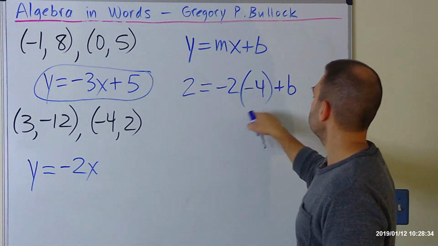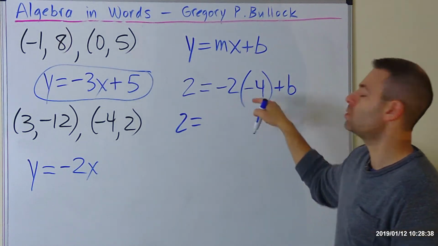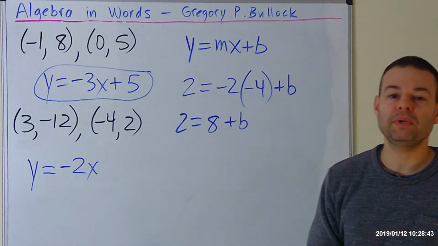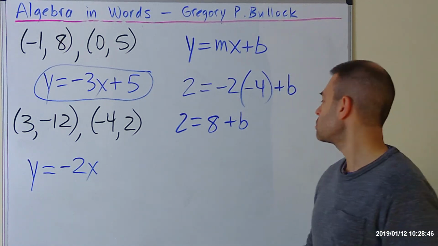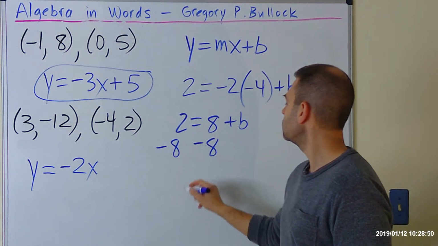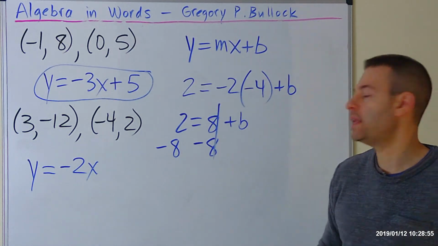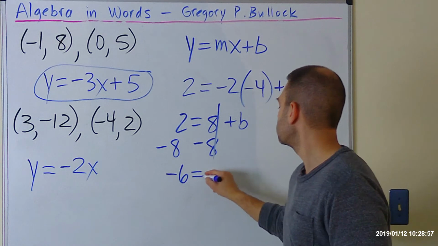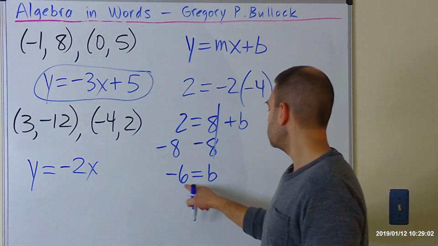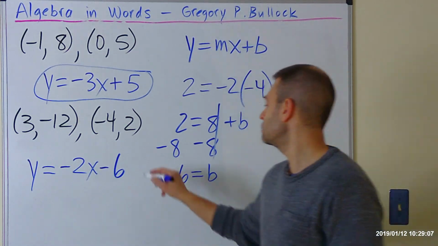Now we're just going to simplify to isolate b. If we multiply these together, I'm just going to rewrite: 2 is equal to -2 times -4, which is +8, plus b, and we want to isolate b, so we're going to subtract 8 from both sides. On the right, these cancel out to 0, and on the left we get -6 equals b, so now we have the y-intercept. -6, that goes into the equation, and that's it.